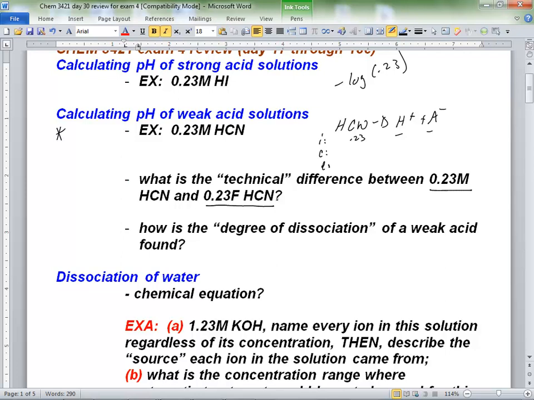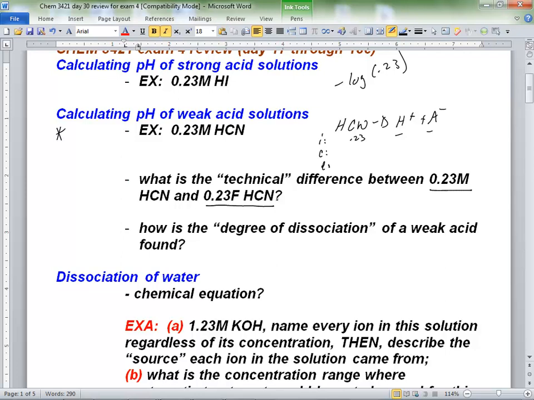Here's your formality question. It had to do with... Because it's not always going to be that way unless it's like a strong acid. Yeah, okay? It's not always going to be that way, Victoria says. So that means 0.23 molar HCN.